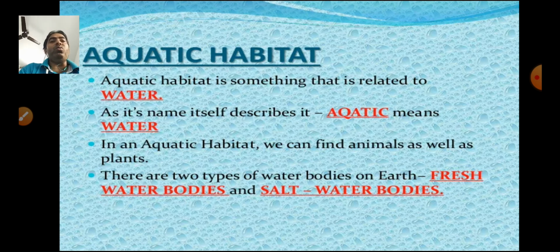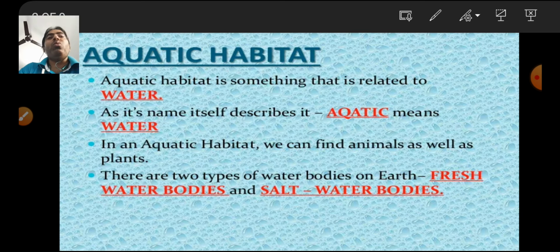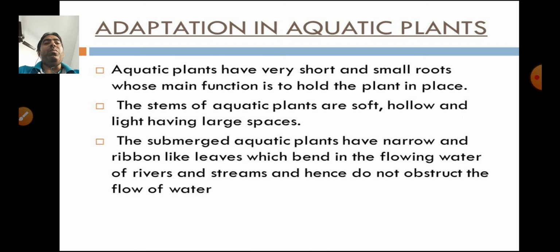Aqua means water. The organisms like shark, fish, lotus plant that live in lakes, ponds, rivers, and ocean are called aquatic organisms, and their habitats are called aquatic habitat. In this aquatic habitat, marine habitat is also there, that is ocean. Ponds and lakes are also there, which come under the freshwater habitat. So we will discuss one by one.